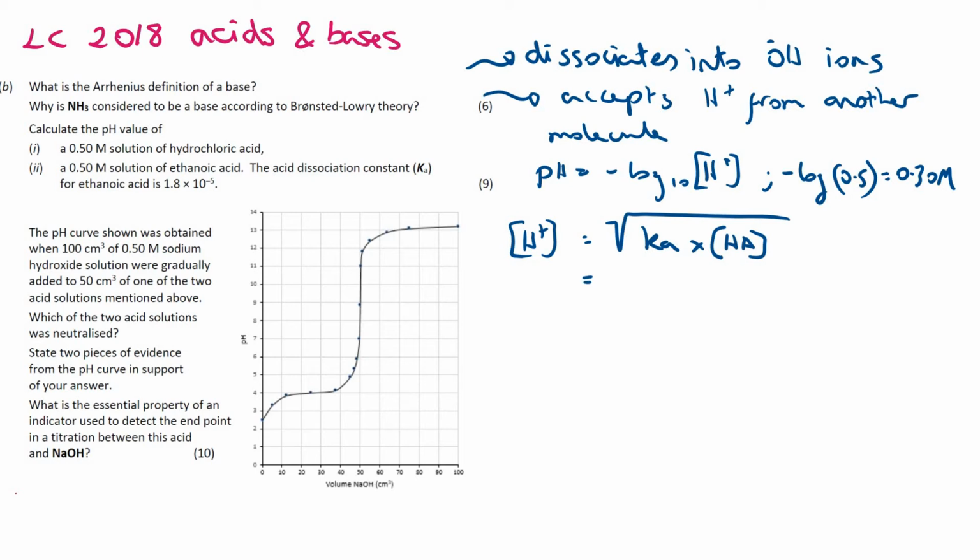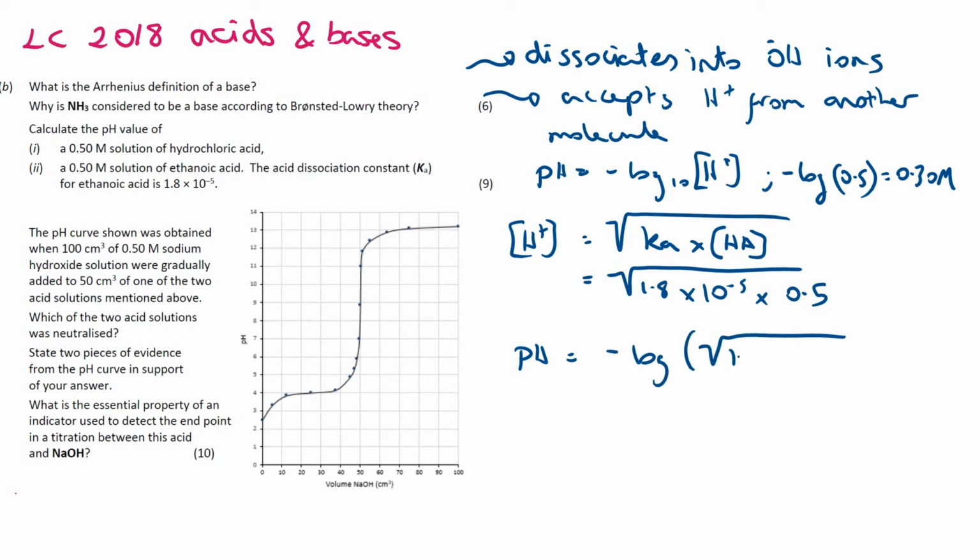So it's going to be equal to root 1.8 by 10 to the minus 5 times 0.5, and then pH is minus the log of all that. So pH equals minus the log of, so that can go straight into your calculator, 1.8 by 10 to the minus 5 times 0.5. That is 2.5228, so 2.52 there. That's the calculation at the start.